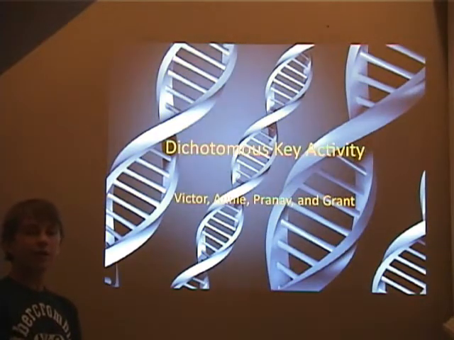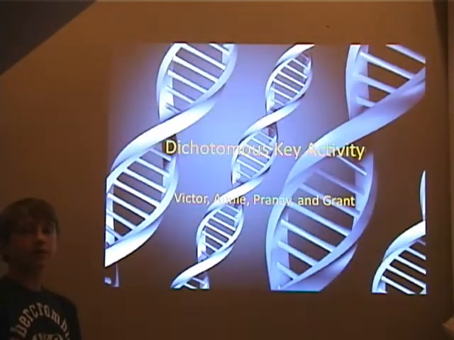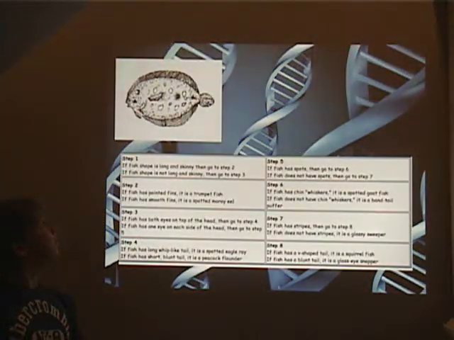Hi, today we're going to do an activity to better teach us how to use dichotomous keys, or keys to help us identify things. We have 3 simple examples using fish. There's a fish, and we're going to use a list of instructions to help us identify what it is. We start with step 1. If the fish shape is long and skinny, then go to step 2. If not, go to step 3. Since it is not long and skinny, we will go to step 3.